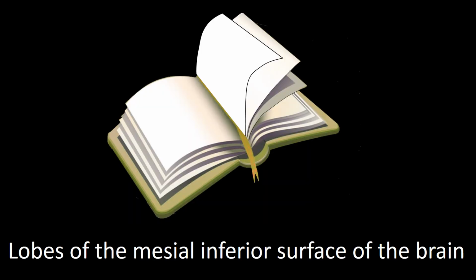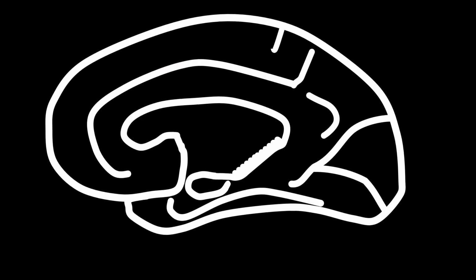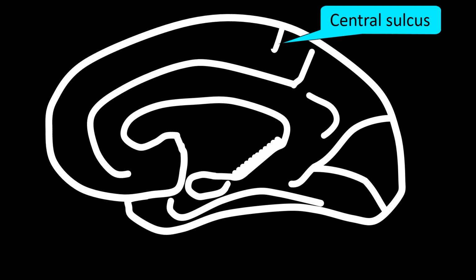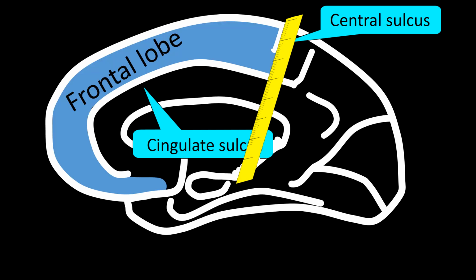Sulci of the mesial inferior surface of the brain. Now we're going to start talking about the lobes of the mesial inferior surface of the brain, to which we have already briefly mentioned. Now we're looking at the mesial inferior surface of the right hemisphere, as we have been doing for a little while. This is the central sulcus, and the sulcus I have just labeled is the cingulate sulcus. A straight line between the central and the closest point of the cingulate sulcus constitutes the posterior edge of the frontal lobe in this view.